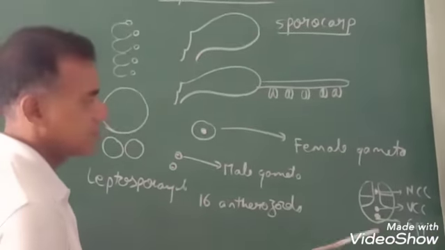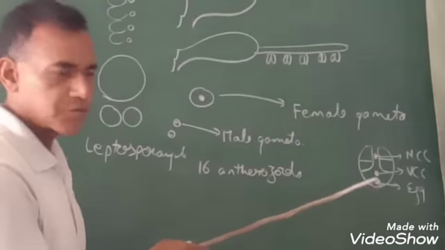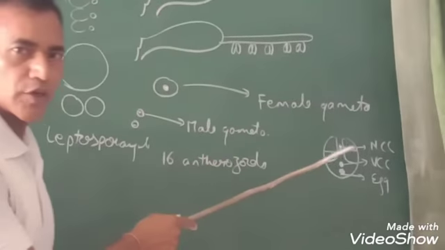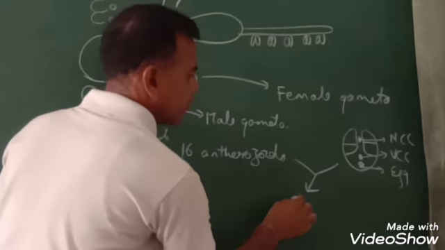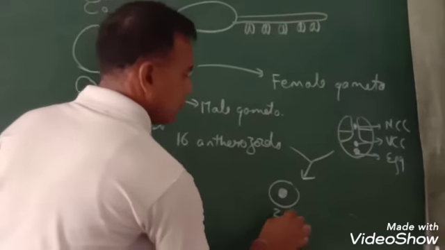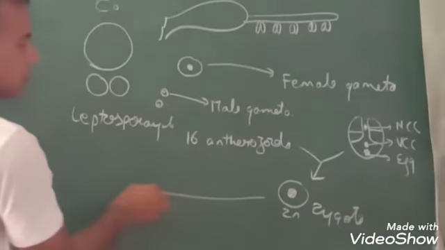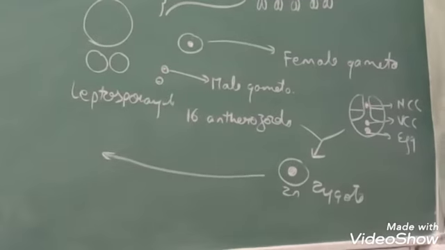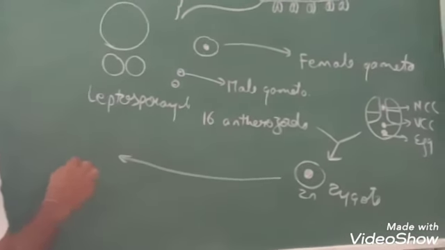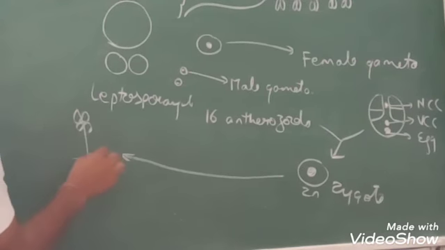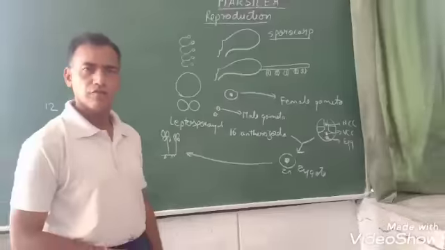At the time of fertilization, the VCC and NCC degenerate and secrete a chemical substance which attracts these antherozoids, and fertilization takes place, resulting in a zygote. Now this zygote undergoes certain developmental changes and forms a young sporophytic plant again. And this is how the reproduction of Marsilea takes place.